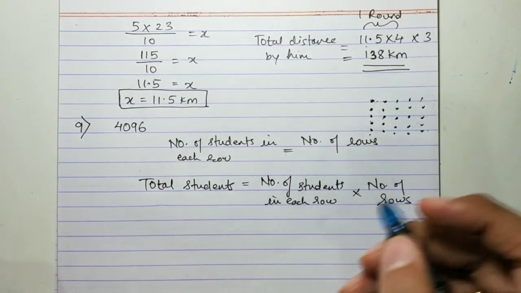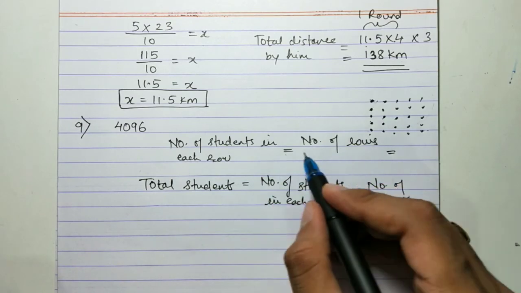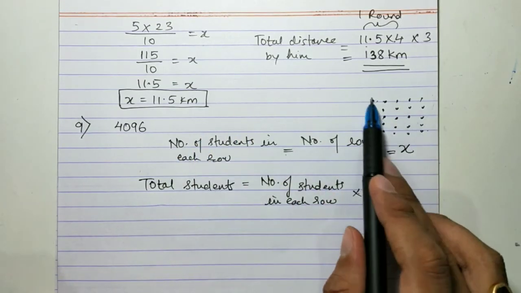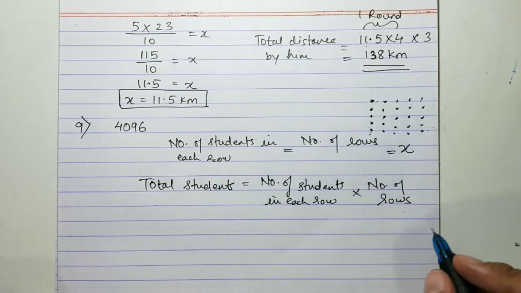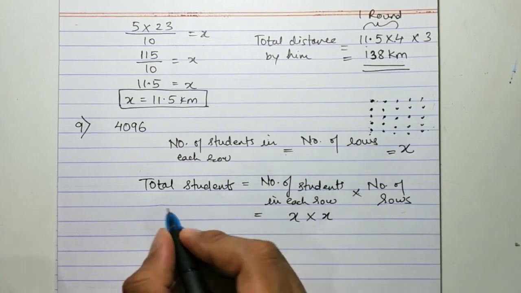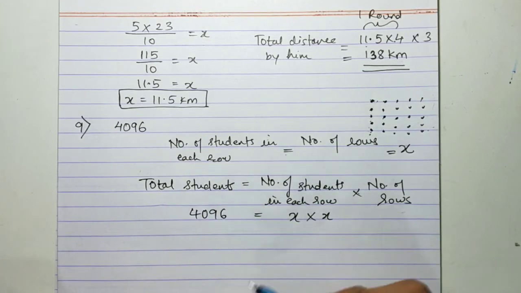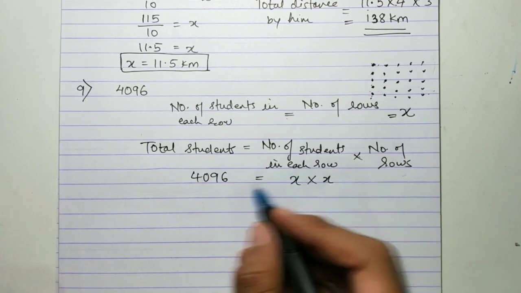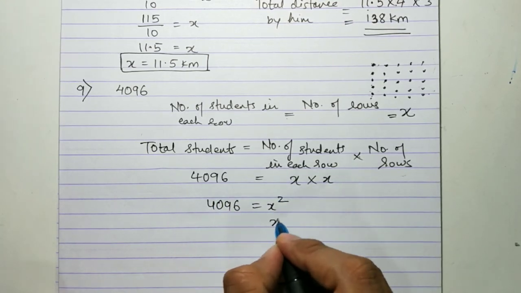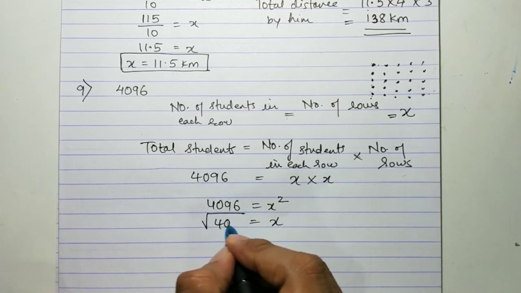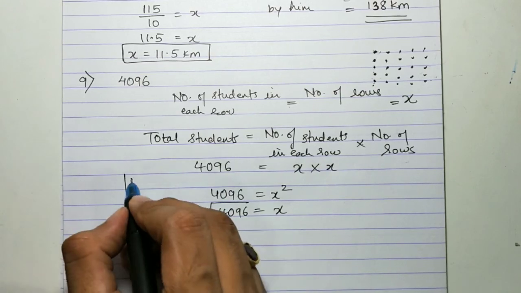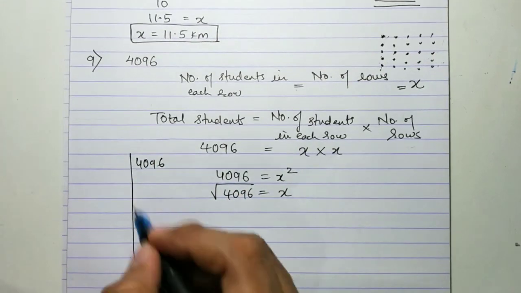So in the same way, number of students in each row is equal to number of rows. Okay, and let's take this number of students in each row, equal to number of rows, as x. The value of both is x. x students are sitting in x rows. So take this as x into x and total number of students is 4096. Okay, so 4096 equals x square. So x is square root of 4096. Okay, just do the prime factorization of 4096. It will be quite big.